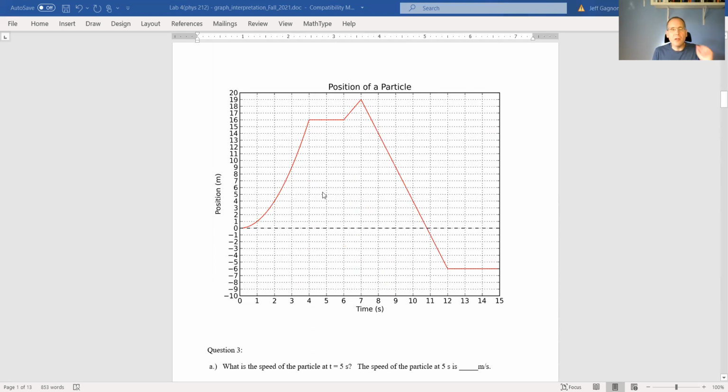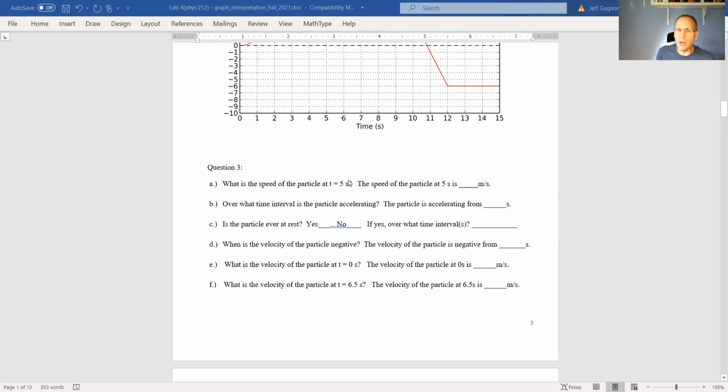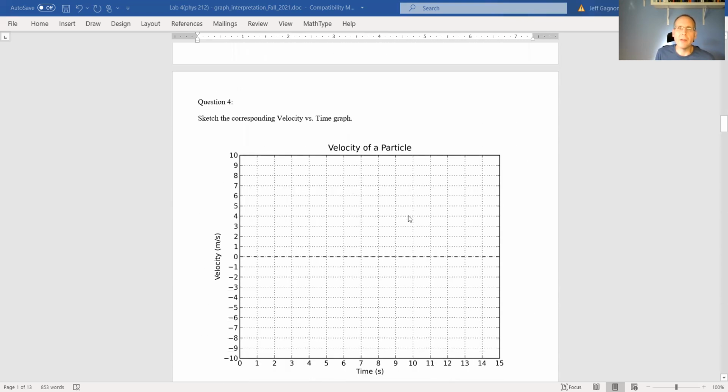Then for the third question, I give you a more complex position versus time graph. Here, the first part is actually curved. It's a parabola from 0 to 4 seconds, and the rest of it is straight line segments. Again, based on that graph, I want you to answer these questions about the position versus time graph. Then given that graph, draw the corresponding velocity versus time graph.